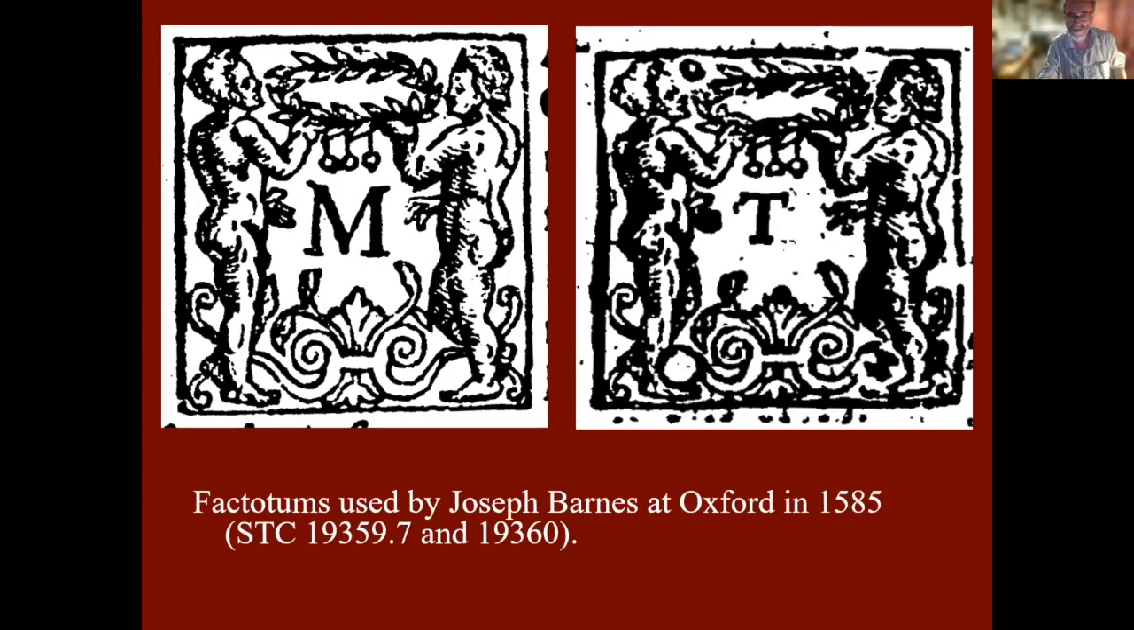This factotum was used by Joseph Barnes at Oxford in 1585, and I think this one is the original woodblock. It's very small, about 3 centimeters tall, and this is probably a cast from it. And you can tell that it's from the same master, because even though the border is damaged in a different way, this bit of damage on the arm of the cherub here is the same as this bit here, so they must derive from the same master block.